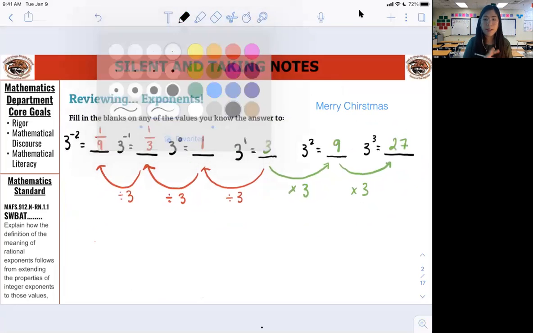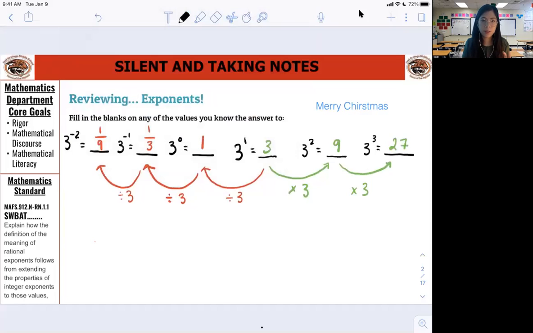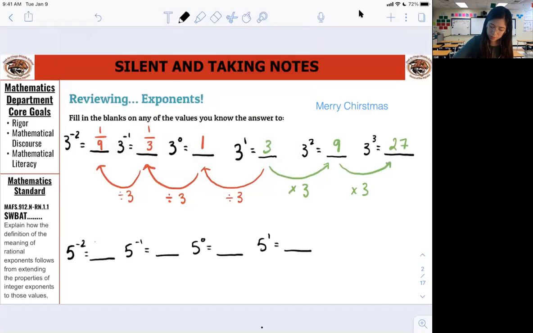Now I want you guys to do the same exact thing, but this time I'm going to use the number 5 as my base number. So 5 to the power of negative 2, 5 to the power of negative 1, 5 to the power of 0, 5 to the power of 1, 5 to the power of 2, and 5 to the power of 3. All right, go ahead and fill anything in that you know you got right.